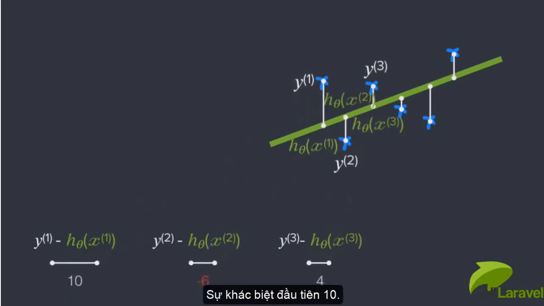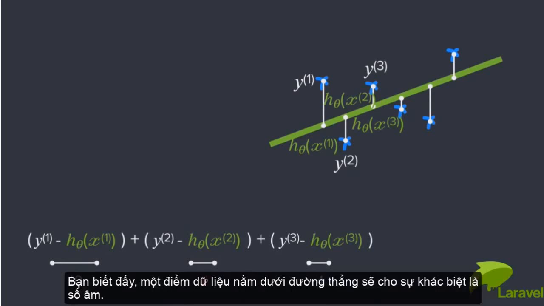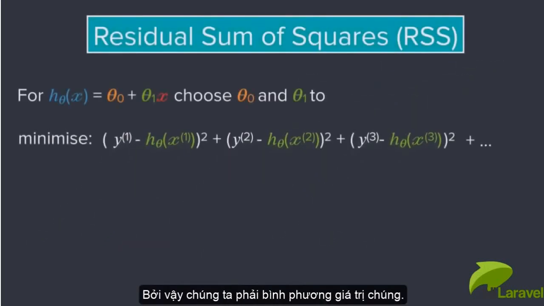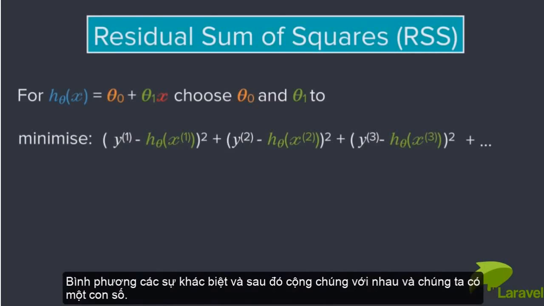So the first difference might be 10, the second difference might be -6, the third difference might be 4. But because a data point below the line will have a negative value, right? That -6, what we're going to have to do is square them. So we're going to square all these differences and then add them up. And now we've got a single number.